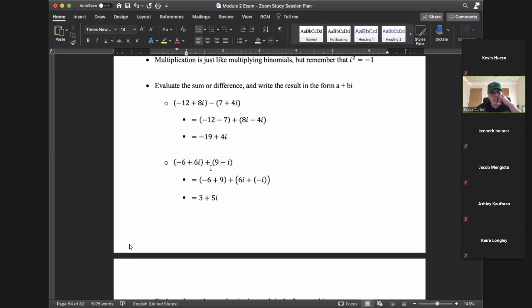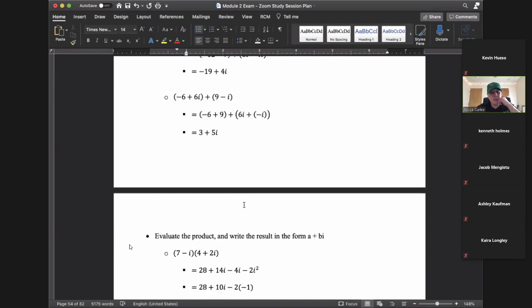So we've got -6 plus i plus 9 minus i. So we're going to take the real parts and add them, and then we're going to take the imaginary parts and add them. So we're going to have -6 plus 9, and we're going to have positive i plus a -i, which gives us 3 plus 5i.